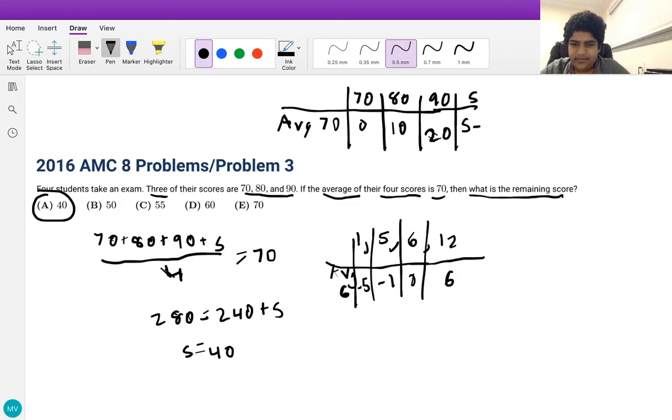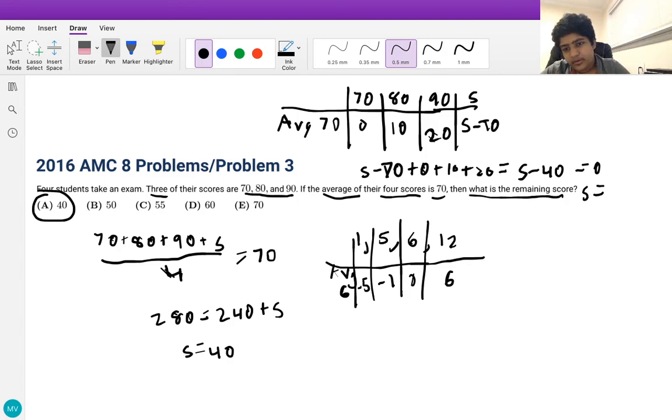And we know that the sum of these is 0, or S minus 70 plus 0 plus 10 plus 20, which is also equal to S minus 40, is equal to 0, and thus S is equal to 40. Choice A, as we saw before.